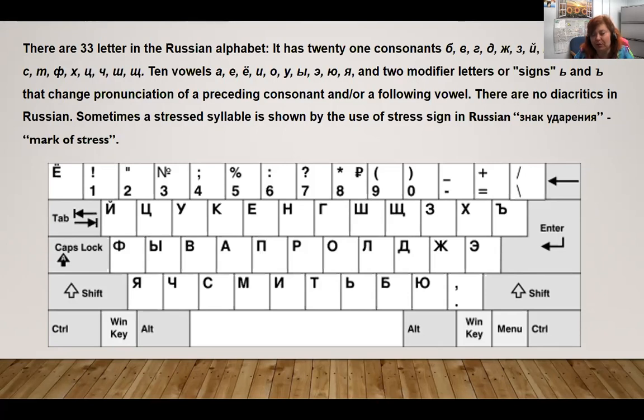And there are two modifiers, the signs. They don't have any sound. They're just used to show the softness of the preceding consonant or following vowel. And there are no diacritics in the Russian language either, unlike in Spanish. And we don't use a stress sign or mark of stress, знак ударения, in Russian. So you just need to know which syllable is stressed in every word.